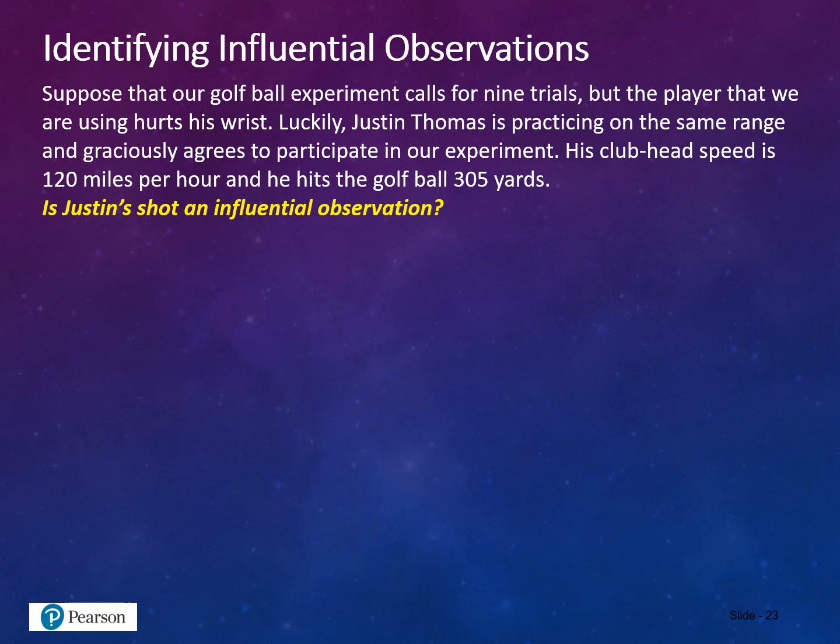So our last example is about identifying influential observations. Suppose that our golf ball experiment calls for 9 trials, not 8 like we had before, but the player that we are using hurts his wrist. Luckily, Justin Thomas is practicing on the same range and agrees to participate in our experiment. His club speed is 120 miles per hour and he hits the golf ball 305 yards. Is Justin's shot an influential observation?